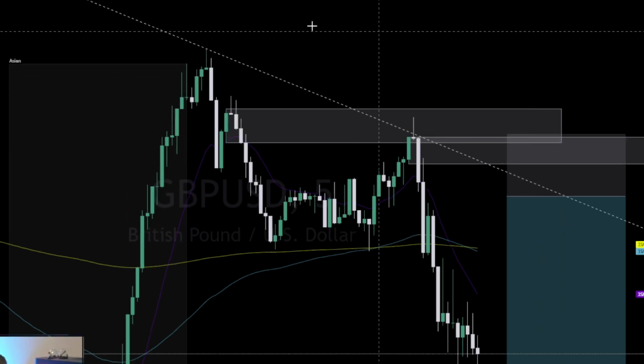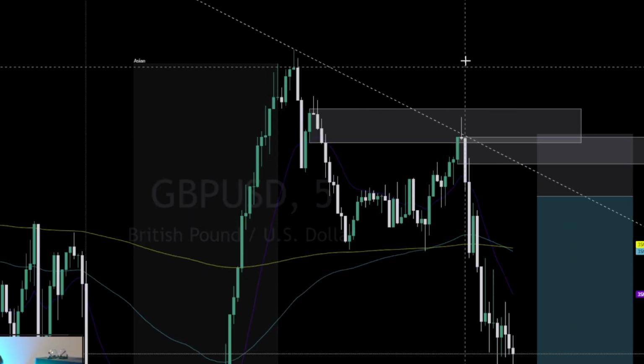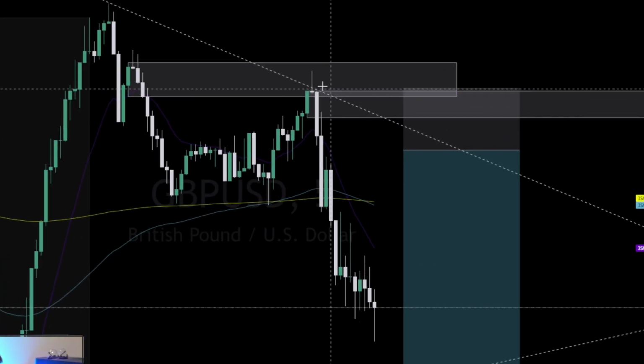Since we were already forming lower highs within this trend line, I basically saw this and thought, you know what, let's mark up this little supply. So this was a supply within a supply.